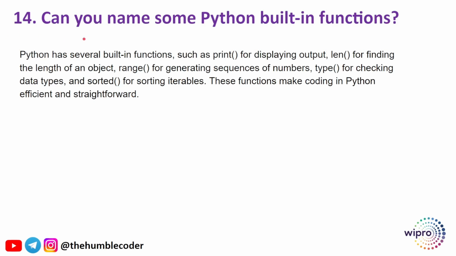Moving on to the next question, which is: can you name some Python built-in functions? Okay, so the answer for this question will be: Python has several built-in functions such as the print function for displaying output, the len function for finding the length of an object, the range function for generating a sequence of numbers, the type function for checking data types, and the sorted function for sorting iterables. These functions make coding in Python efficient and straightforward.